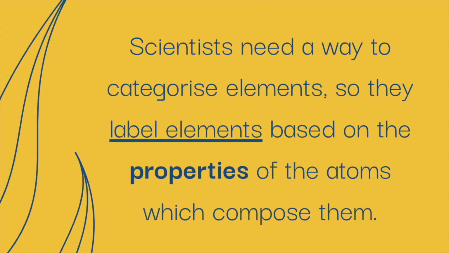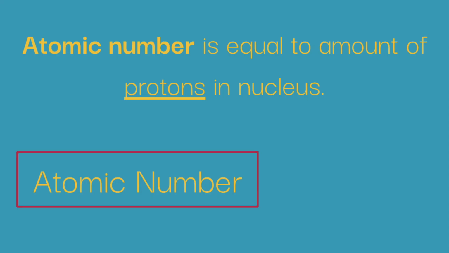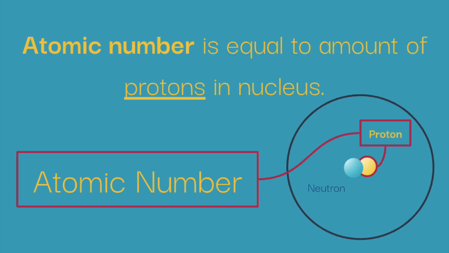Scientists need a way to categorize elements, so they label elements based on the properties of the atoms which compose them. One of these labels is the atomic number. The atomic number is equal to the number of protons in the nucleus.